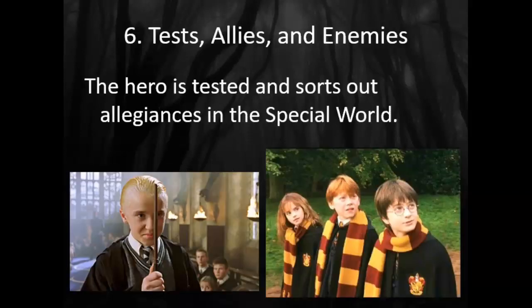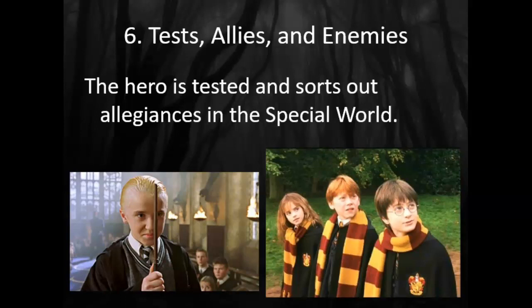All right, stage 6, tests, allies, and enemies. This one is pretty simple. This is where the hero is tested several times. They learn different tasks in order to complete their quest. They meet their allies, and they sort out who their enemies may be. Now, sometimes we may have an ally who turns out to be an enemy, or vice versa, an enemy who turns out to be an ally. That fits into the category of certain character archetypes, which we will refer to in our archetype notes later.